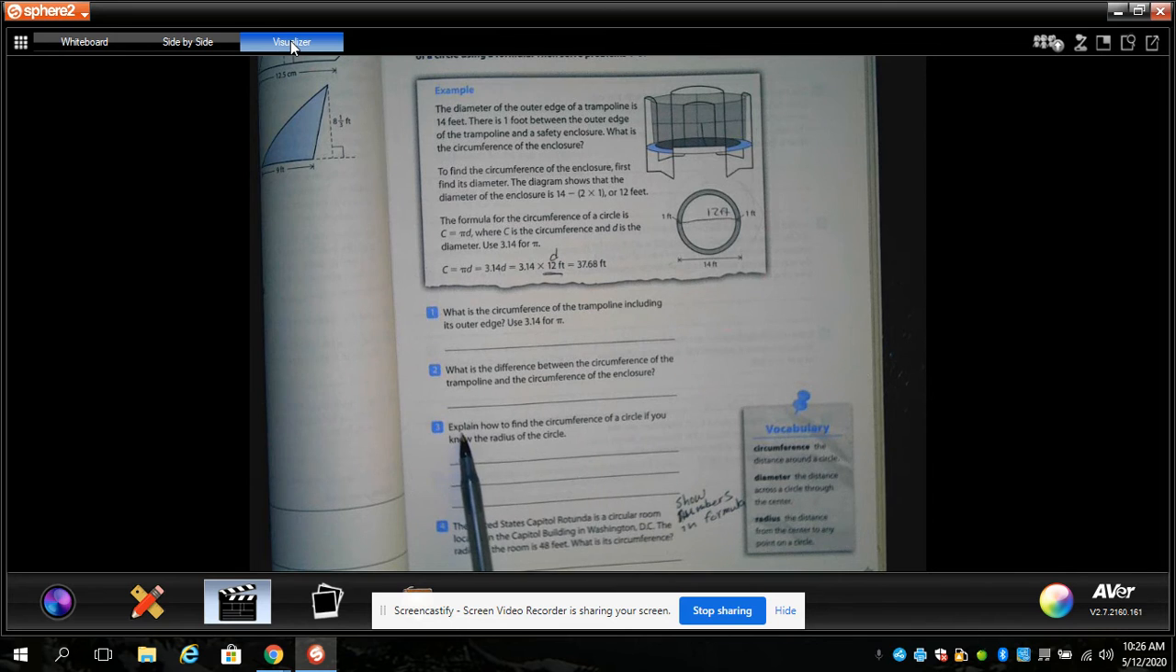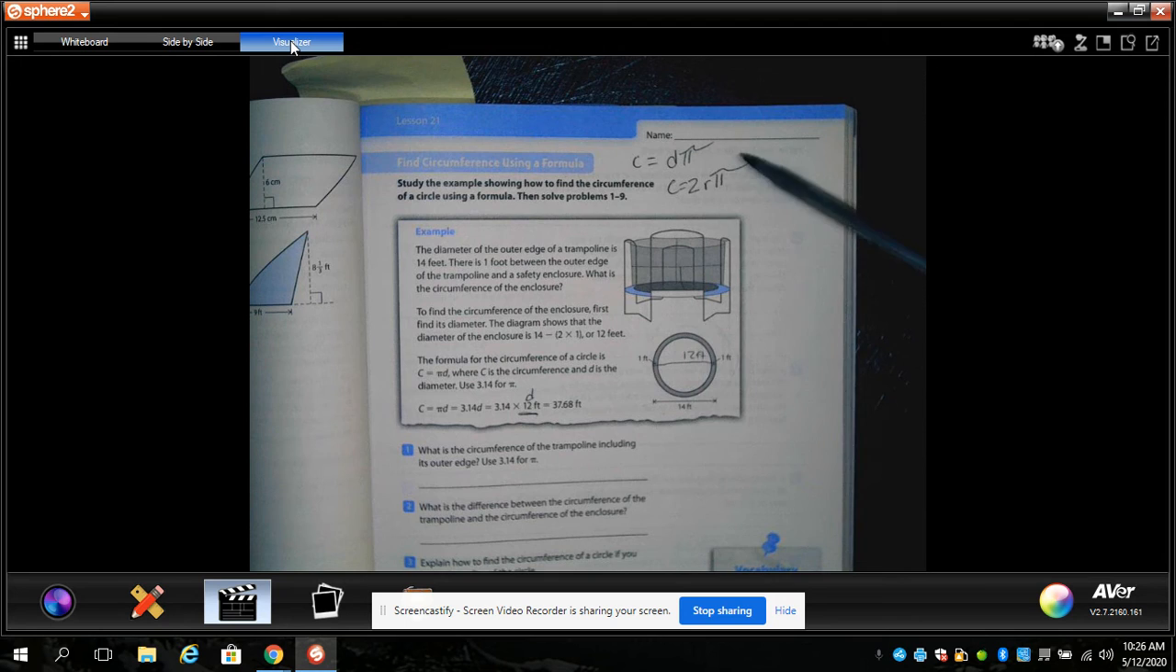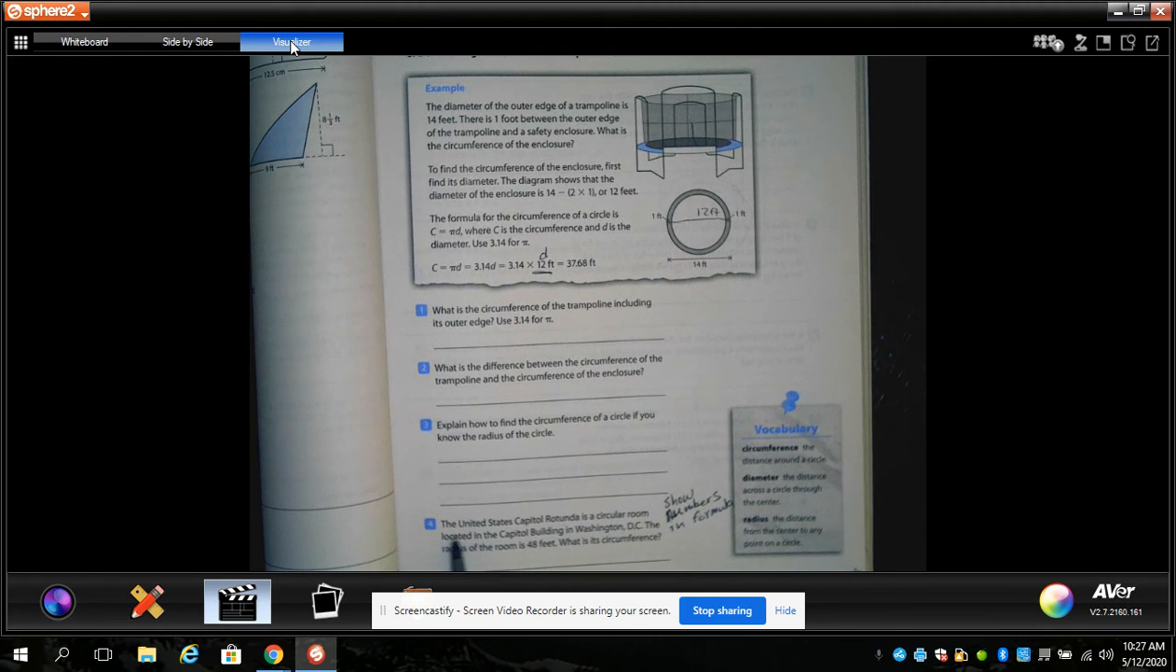Number 3, explain how to find the circumference of a circle if you know the radius of the circle. So again, we kind of talked about, these are your basic 2 formulas that you're going to be using. One's given the radius, the other one's given the diameter. And then number 4, applying it. So here, the United States Capitol Rotunda is a circular room located in the Capitol building in Washington, D.C. The radius of the room is 48 feet. What is the circumference? So again, you're given the radius and you've got to find the circumference. So make sure, show the numbers in the formula.